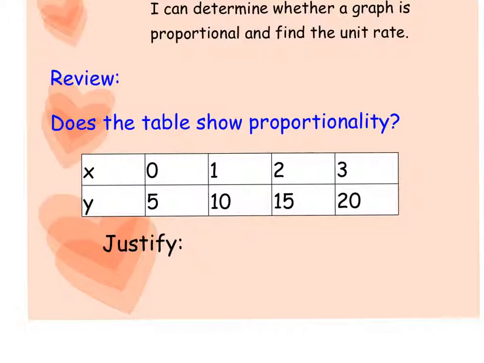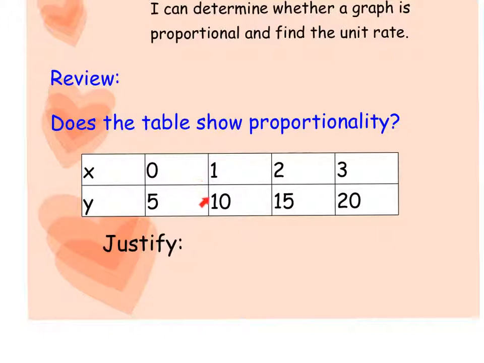All right, let's continue. Even though we're talking about whether a graph is proportional or not and finding the unit rate today, I want to start with just a quick review about the table. Does this show proportionality? Why or why not? So justifying our answer. So there are a few different ways to do this. The first way, I know that it doesn't because when x is 0, y is not 0. So my justification could be that there is not a 0-0 relationship because when x is 0, y is not 0, and we need that 0-0 relationship.